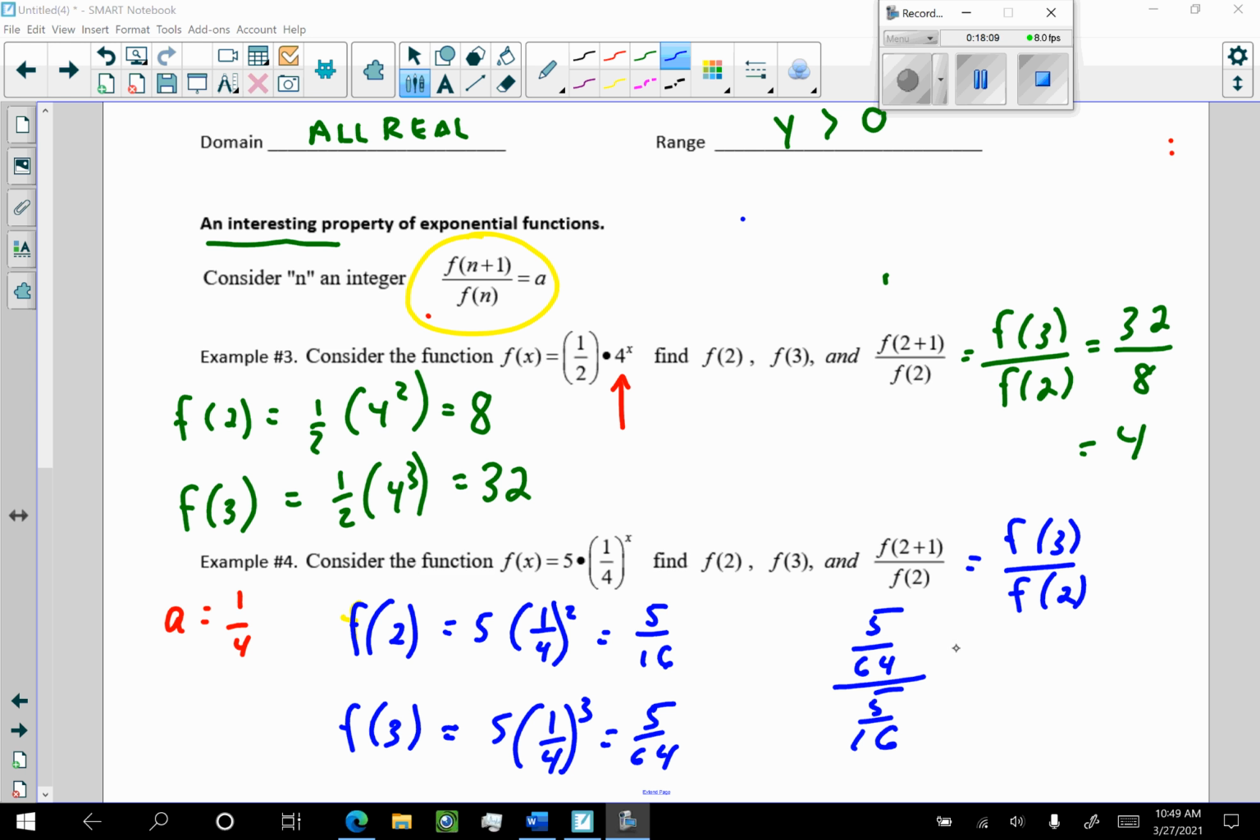And somewhere down the line, we know how to divide fractions. We multiply by reciprocals. So this is going to be the same as 5/64 times 16 over 5. The 5's cancel. And what is 16 divided by 64? It does indeed equal 1/4, which is our base this time.